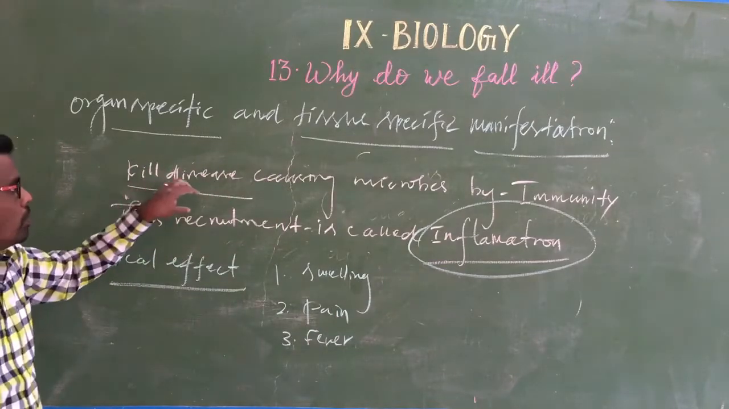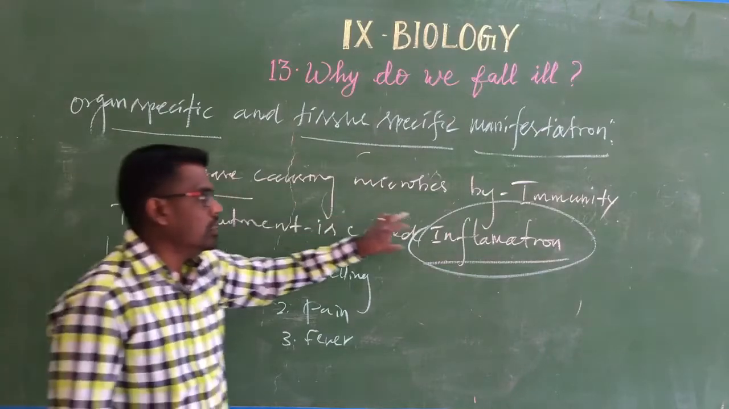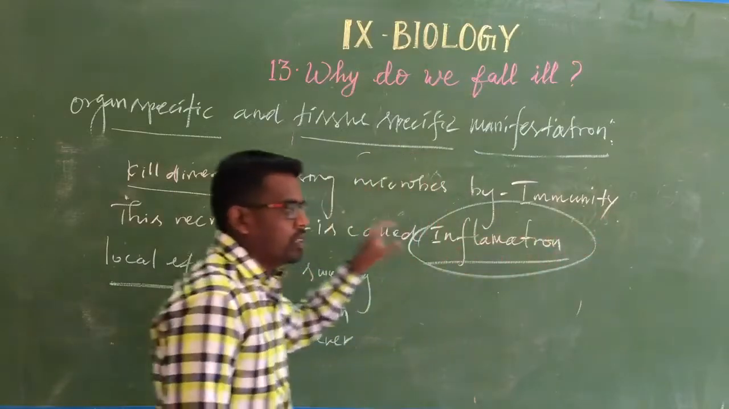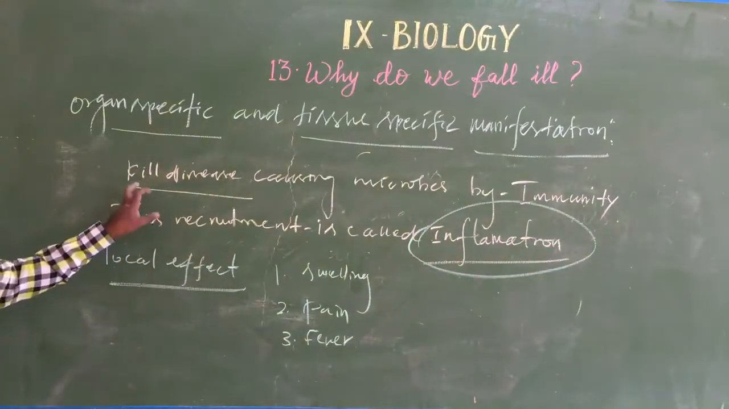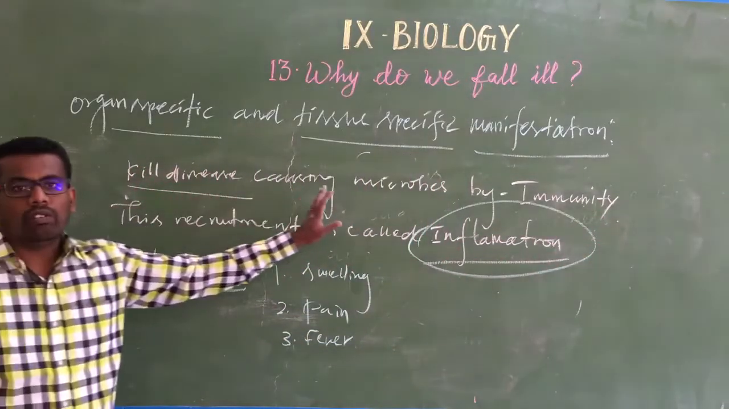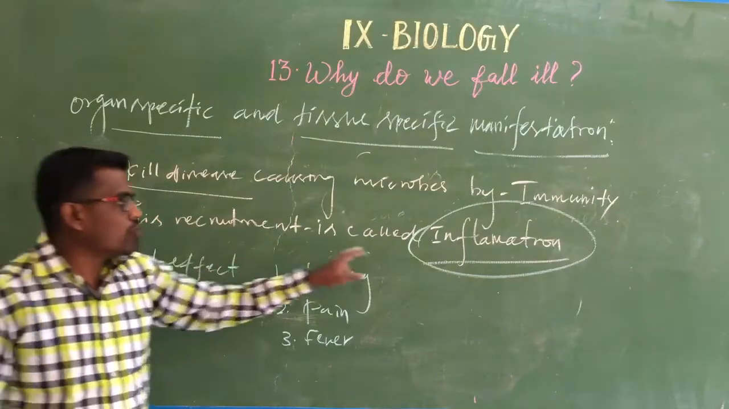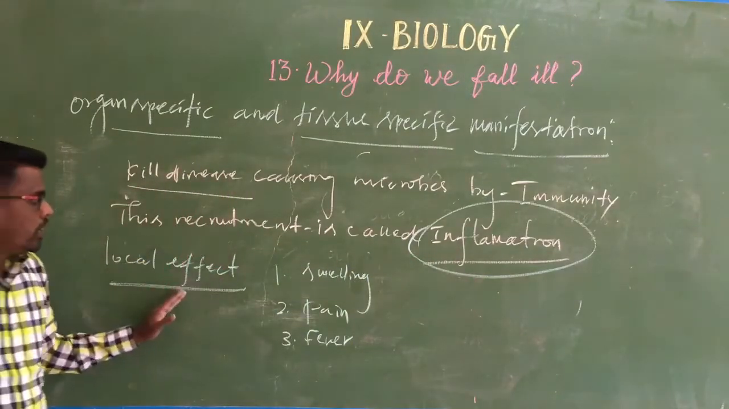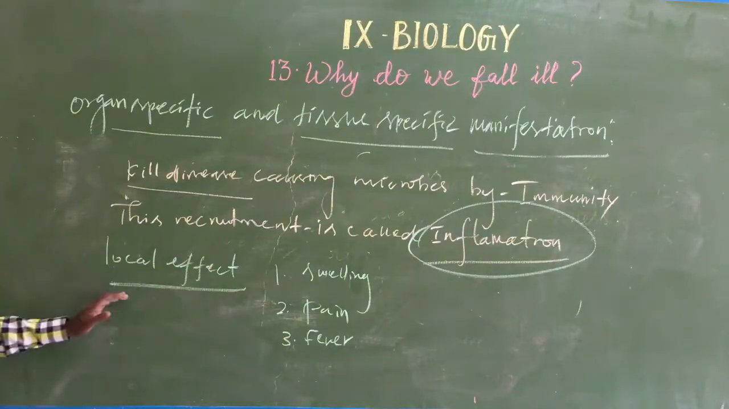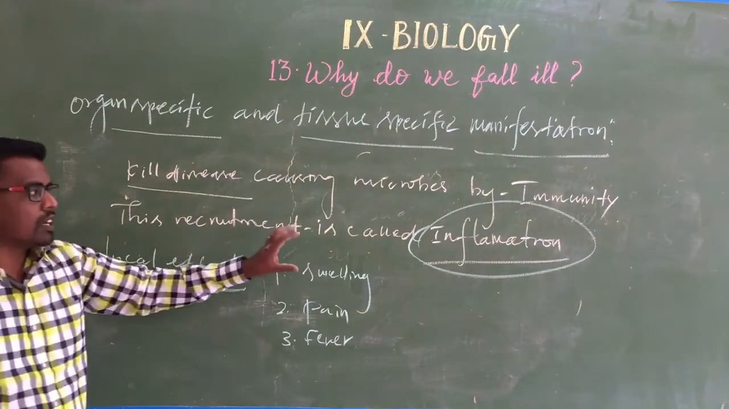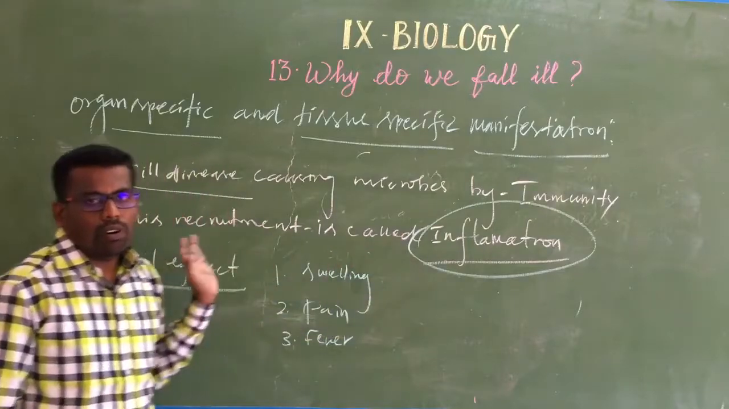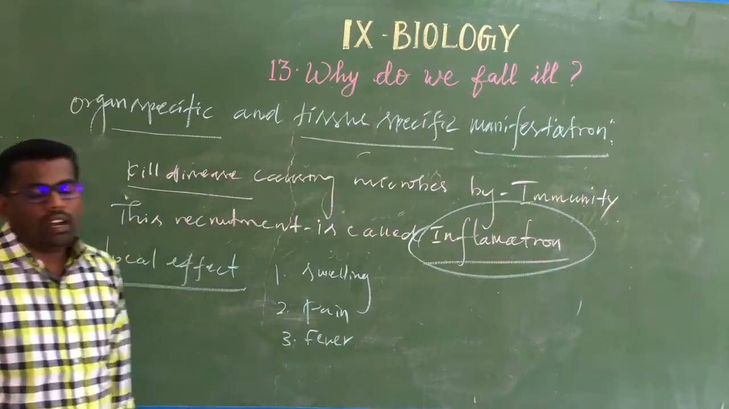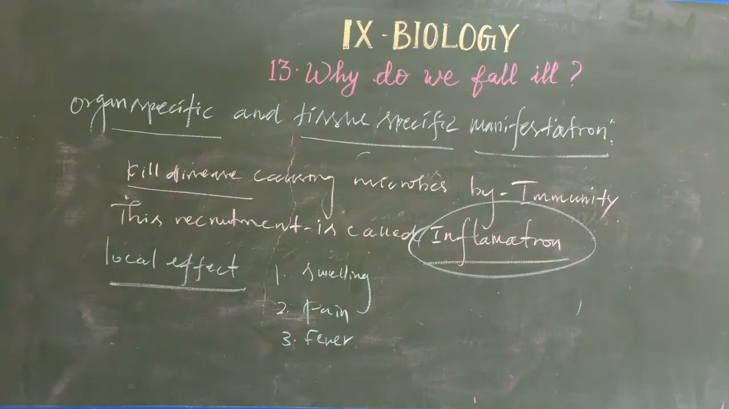Again, when the disease-causing microorganism enters, we have a natural defense mechanism, that is immunity, which resists the microorganism and finally kills it. This recruitment is called inflammation. When this process occurs, it shows some local effects, some symptoms like swelling, pain and fever. These things occur in our body.